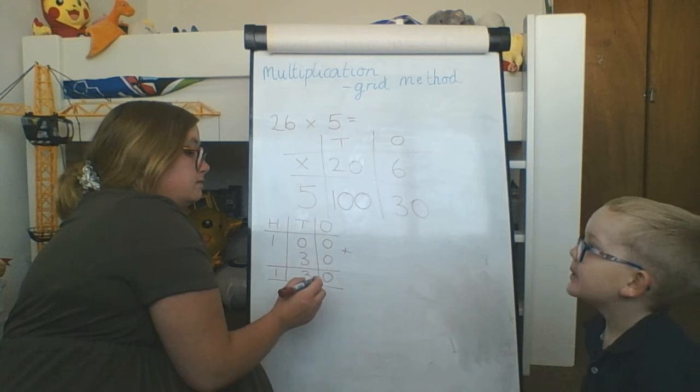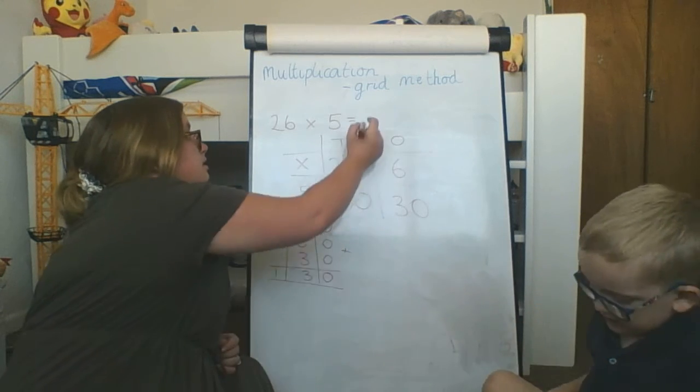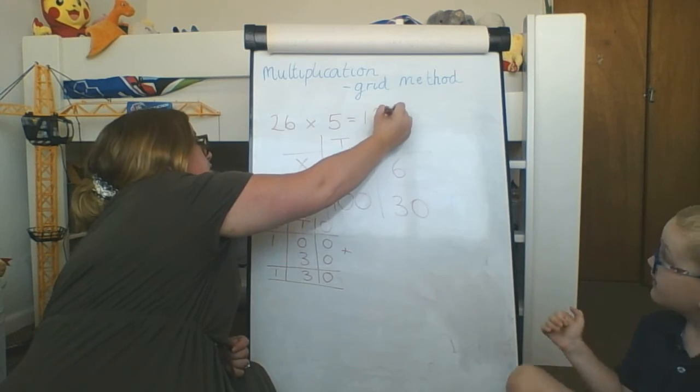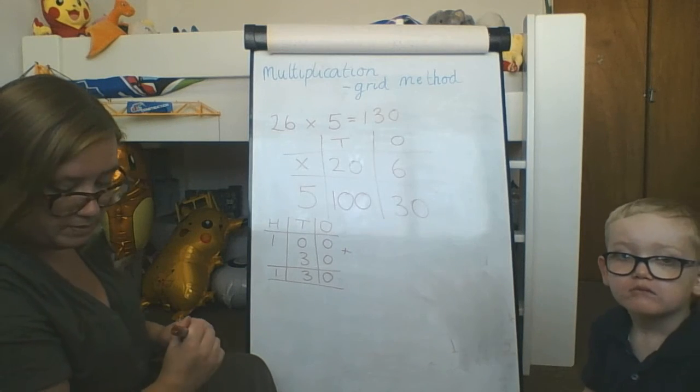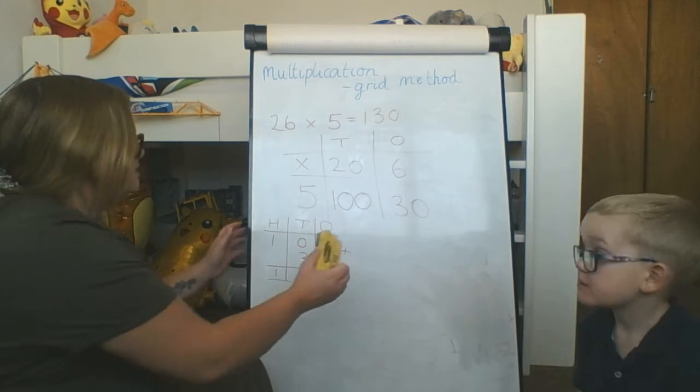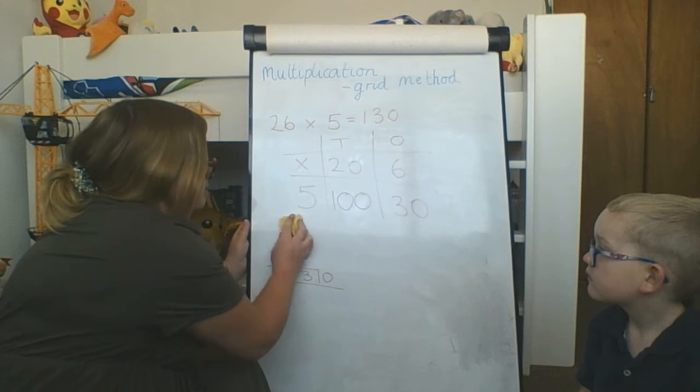Sit nicely for me, please. That's an answer I picked. Right, we're going to do one more then. I'm just going to rub out this working out because otherwise we won't be able to see the next one.